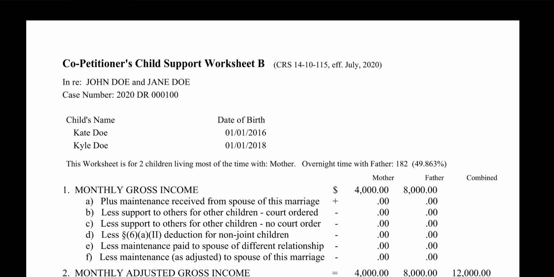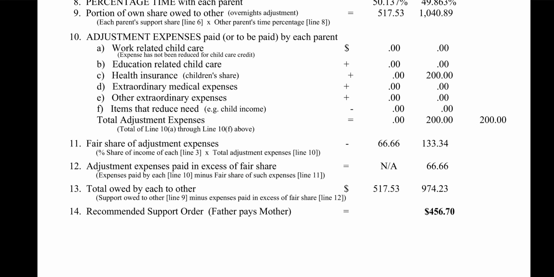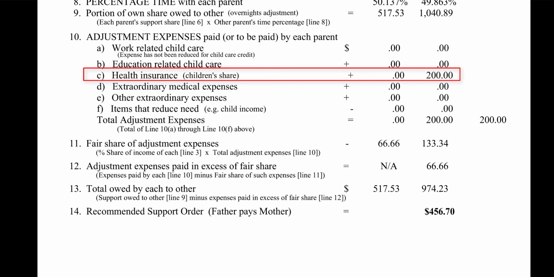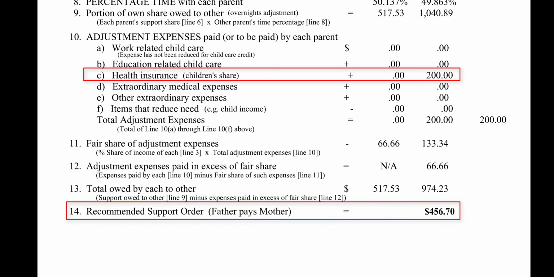So here we have the same worksheet with one exception. Dad is paying $200 a month for health insurance, but his child support obligation did not go down $200 from before. If it did, it would be the $523.36 minus $200, which would be $323.36. However, Dad needs to pay $456.70 here. So by paying the children's health insurance, Dad is paying more out of pocket.